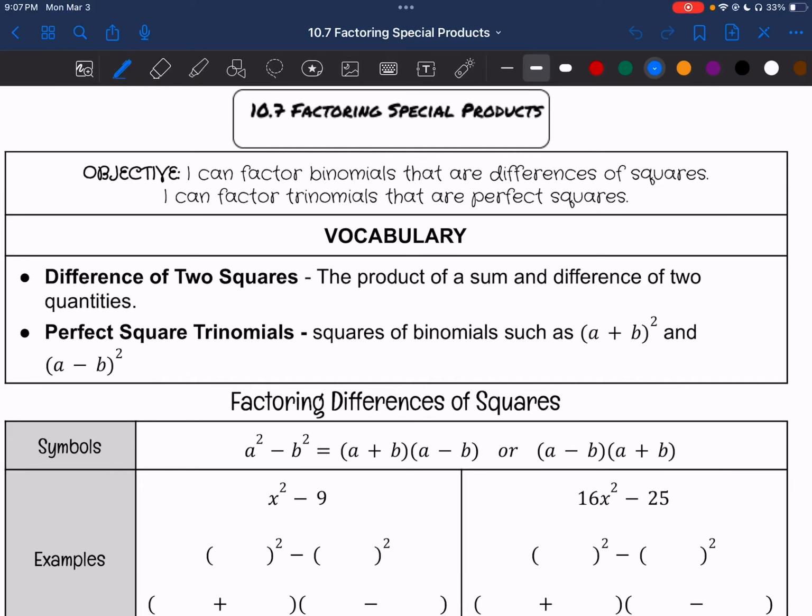Hello, and welcome to Module 10.7, Factoring Special Products. Our objective for today: first, I can factor binomials that are the differences of squares, and second, I can factor trinomials that are perfect squares.